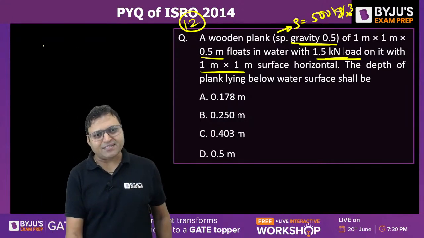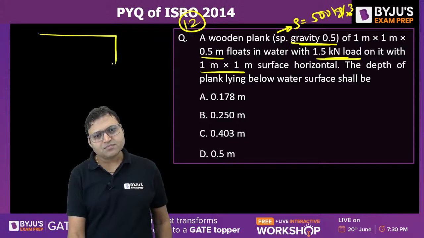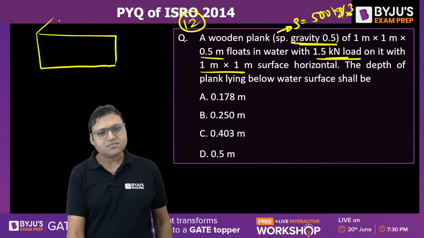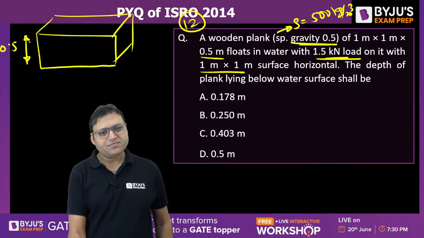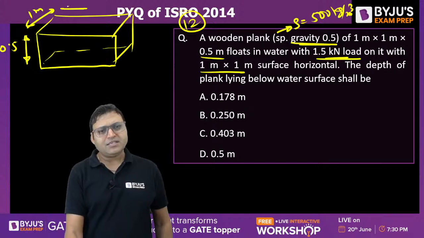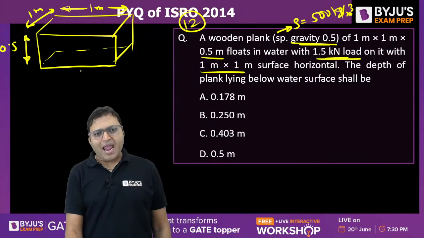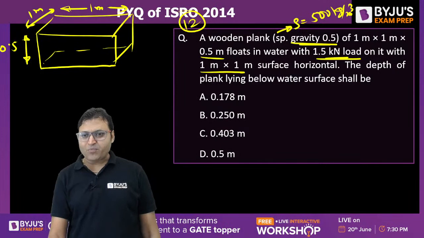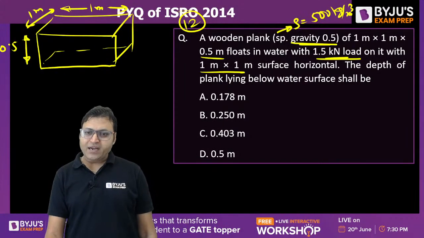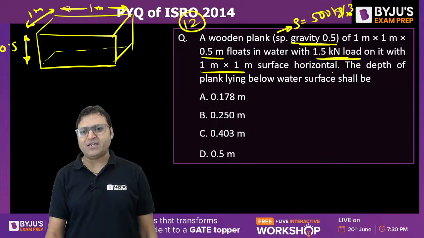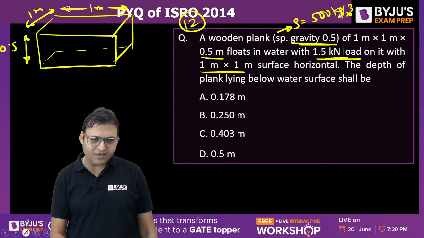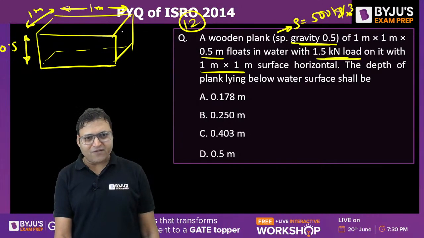So it is like this. This is 0.5 and this is 1 meter. This is also 1 meter. And the weight of 1.5 kilonewton is loaded on it with the 1 meter by 1 meter surface horizontal. The depth of the plank lying below the water surface shall be. The question is from buoyancy and flotation.